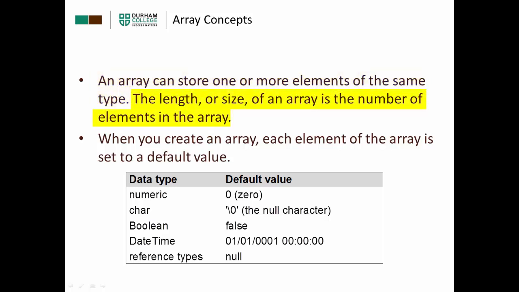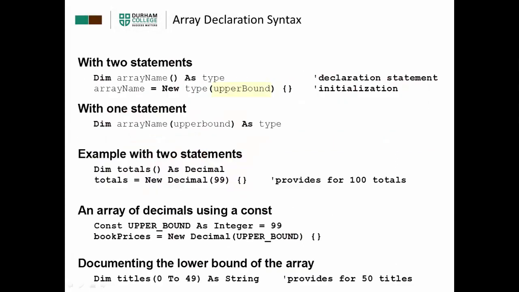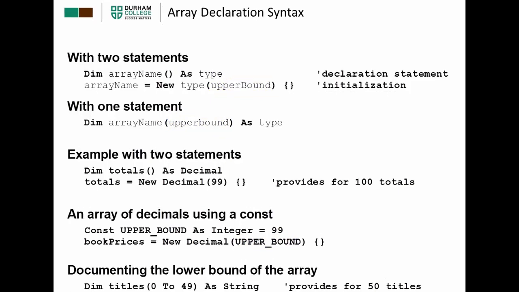The length can be equated to the number of elements in the array. They also have default values, so when an array is declared and you haven't specifically initialized these elements, these are the values the array would hold based on its data type. In VB, you declare an array using an upper bound rather than the length. If you've been working with arrays in C#, you might be used to writing the length, but for VB, it's the upper bound. The index value of arrays in VB is zero-based.